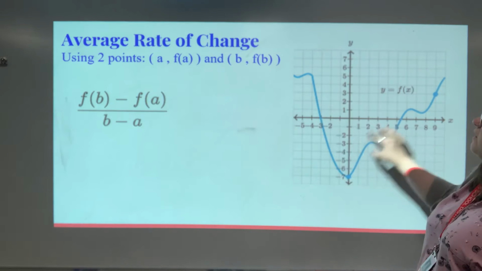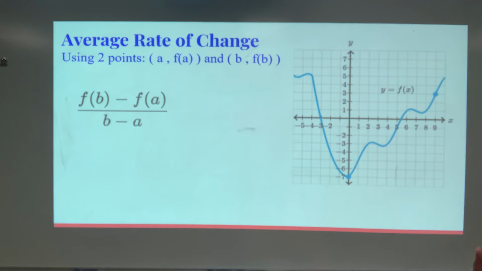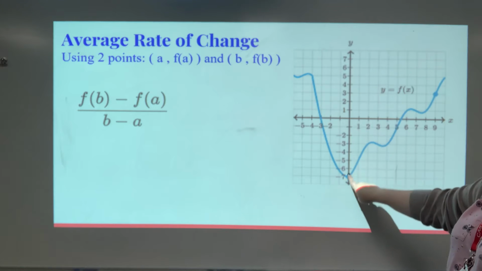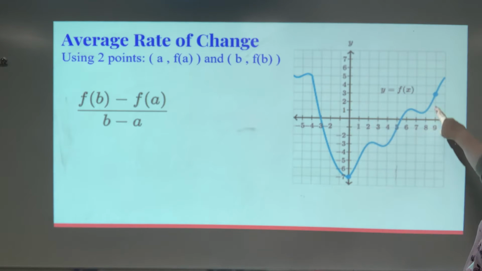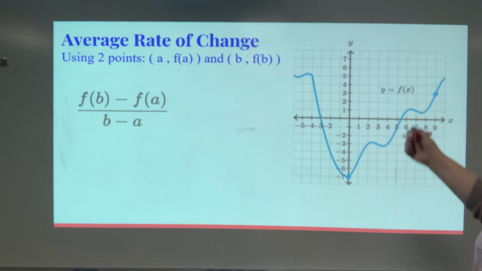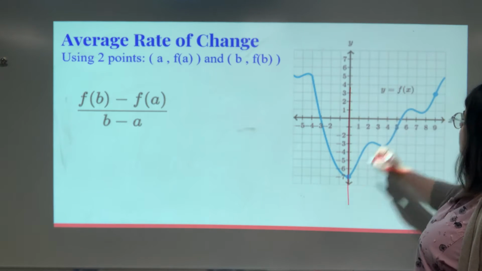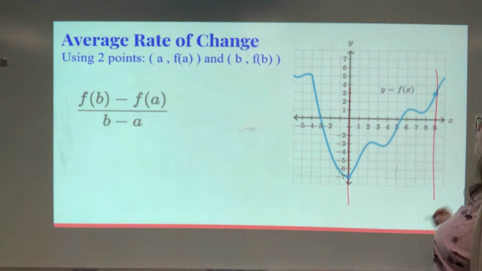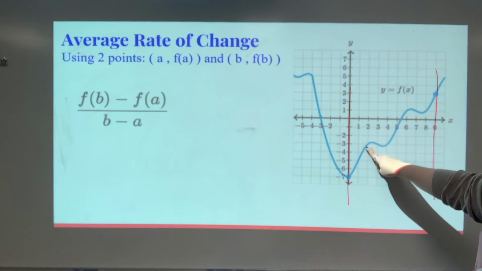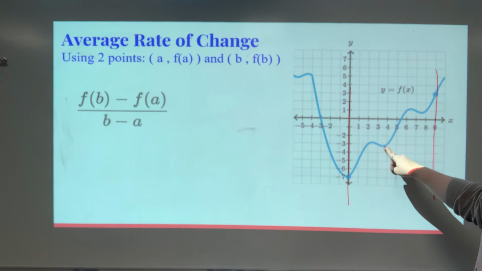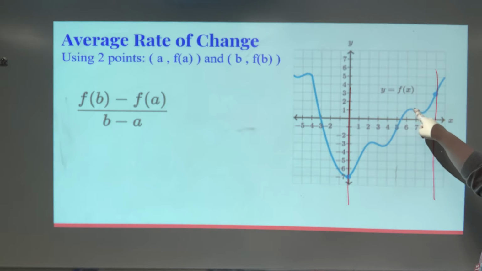If I'm looking at this function, and let's say I want to find the average rate of change on the interval 0 to 9. So I'm looking at the interval 0 to 9. I see that it's increasing, and then at points it starts decreasing, and then it increases again, and it decreases, and then it increases.